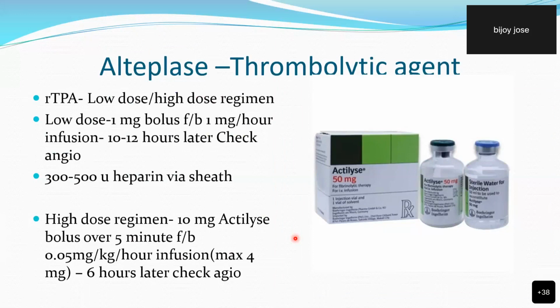So Alteplase is the usual thrombolytic agent we use, recombinant tissue plasminogen activator. There are two regimens we follow. Either a low dose, which is 1 milligram bolus followed by 1 milligram per hour infusion for 10 to 12 hours, and then we do a check angiogram, and depending upon the findings of the check angiogram we proceed. We usually administer 300 to 500 units of heparin through the sheath to prevent sheath thrombosis. And there is a high dose regimen, 10 milligram Alteplase given as a bolus over 5 minutes, followed by 0.05 milligram per kilogram per hour infusion of Alteplase. Maximum we can give is 4 milligram per hour, and we continue this for 6 hours, and we do a check angiogram, and then we proceed according to the findings.